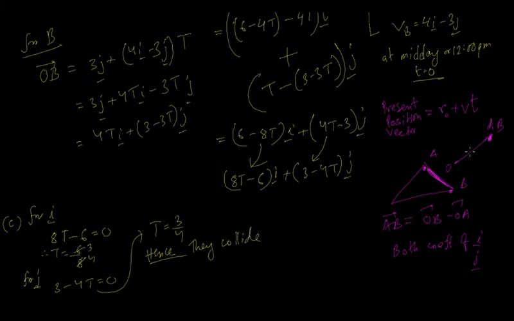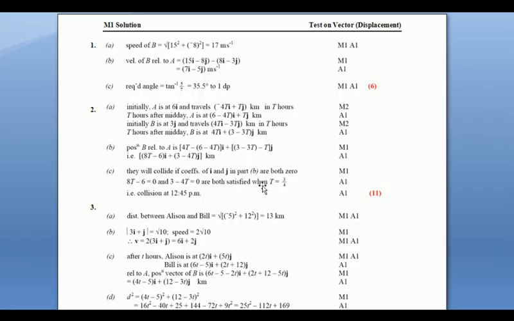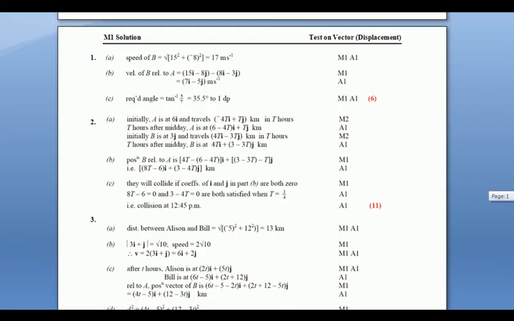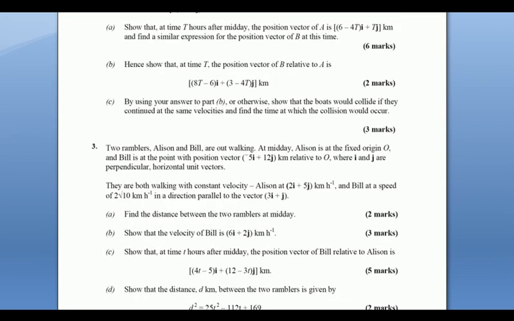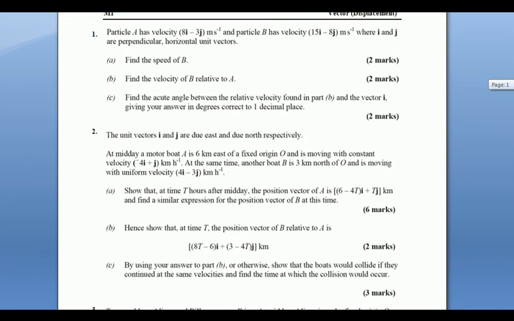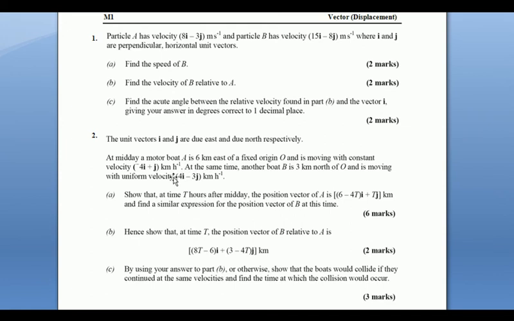So remember this rule of collision. If they collide, they have to be at the same place. So the displacement, the distance is going to be 0. So the coefficient of i and the coefficient of j should be 0. Now if both of them match, that means they have collided. And you have to know the unit here. So the unit here is the time is in t hours.